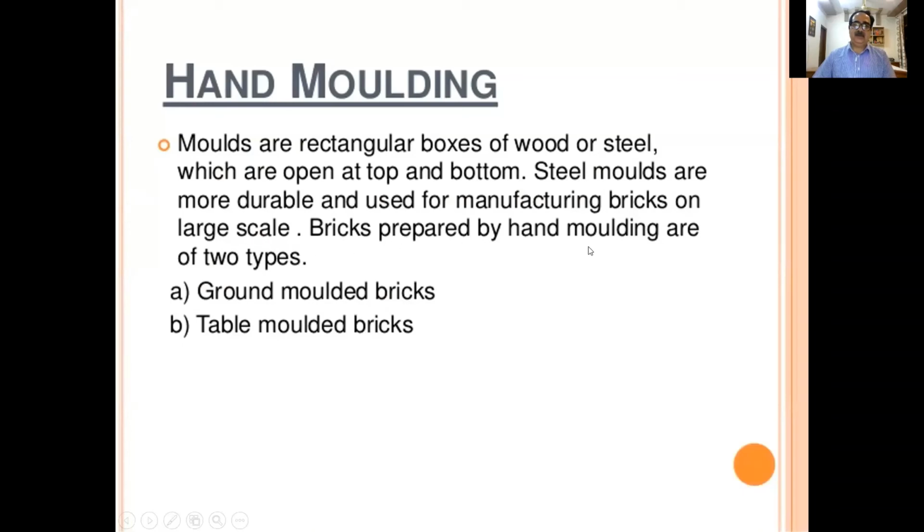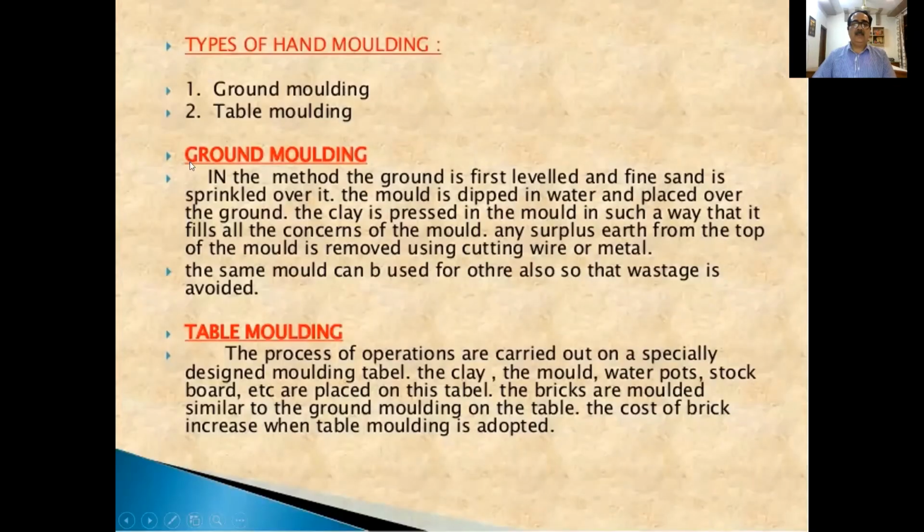So bricks prepared by hand molding are of two types. They can be ground molded or they can be table molded. In ground molding, the ground is first leveled and fine sand is sprinkled over it so that it does not stick to the ground. The mold is dipped in water and placed over the ground. The mold is dipped in water just to lubricate it.